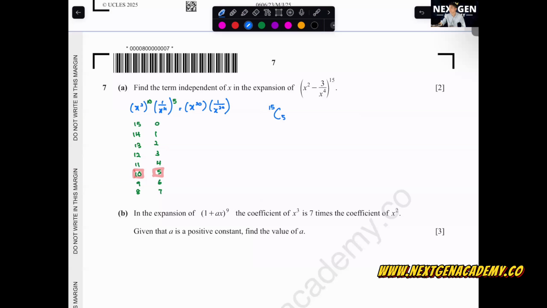15C5, x squared to the power of 10, then here is negative 3 over x to the power of 4, to the power of 5. Type it in the calculator. This will be 3003, x to the power of 20, minus 243 over x to the power of 20. Type this one in the calculator. Minus 729,729.